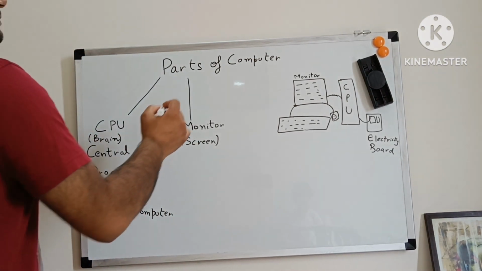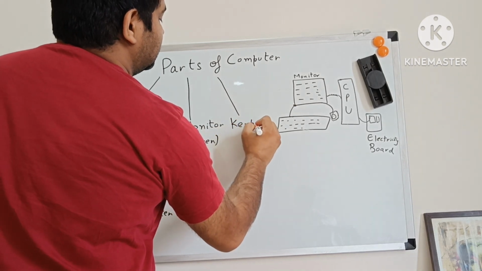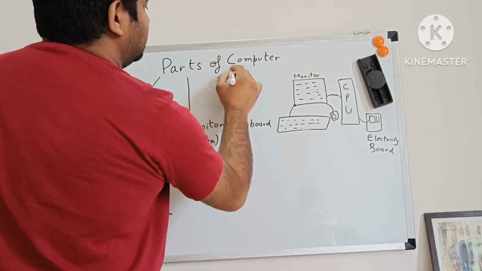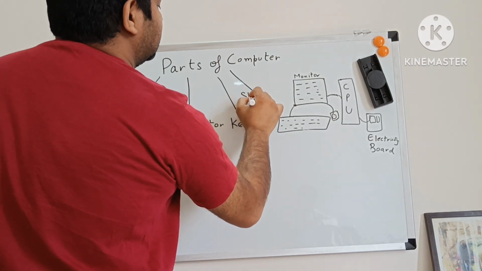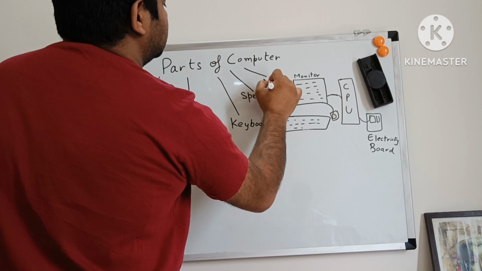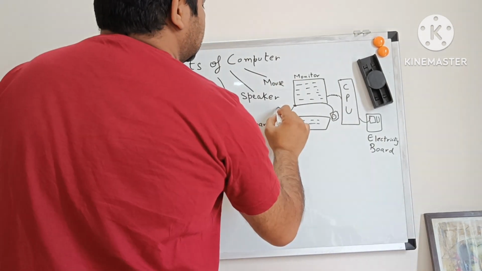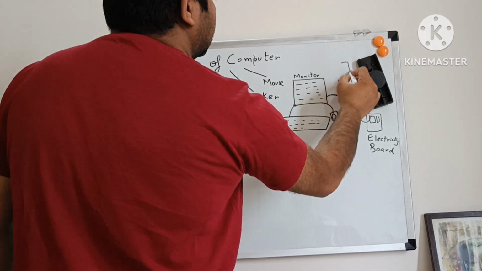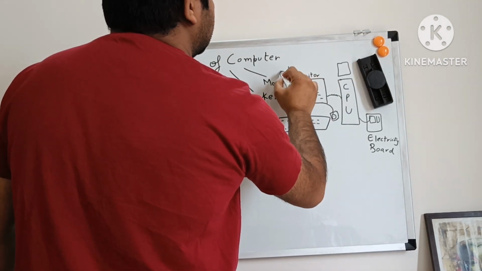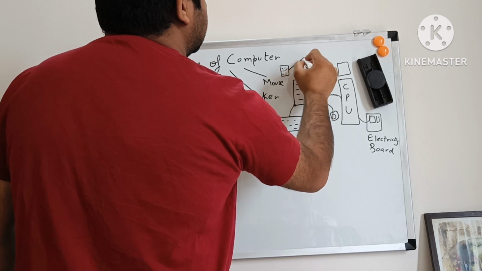Okay, monitor. Then we have a keyboard. Then we have a speaker, mouse. Okay. Let me draw two speakers also. I was drawing here. Okay, speakers. These are called speakers.